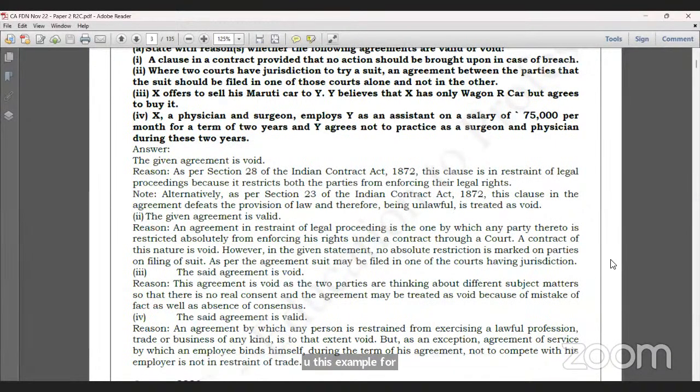Why I got confused is because Wagoner is also Maruti only. Correct only. Yes. They should have mentioned Honda car and Wagoner car or something. It would have made more sense. Correct or no? But X is thinking of selling one car, and Y is thinking that he wants to buy another car. So there is no consensus ad idem. There is a bilateral mistake. Which section is bilateral mistake, Madhumita?